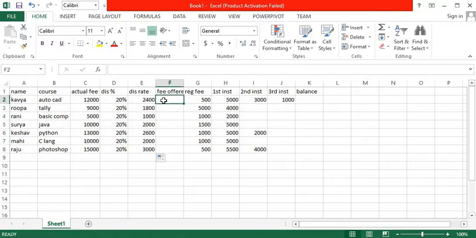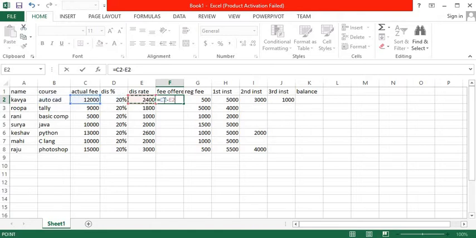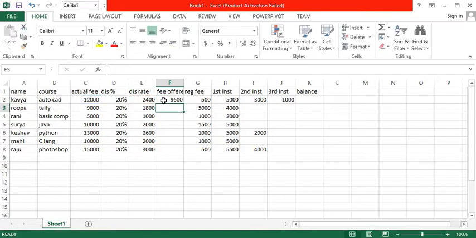Next it is fees offered. The formula for fees offered is equal to actual fees minus discount rate.